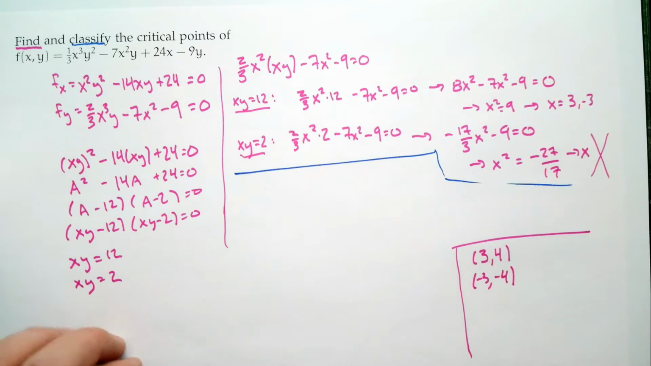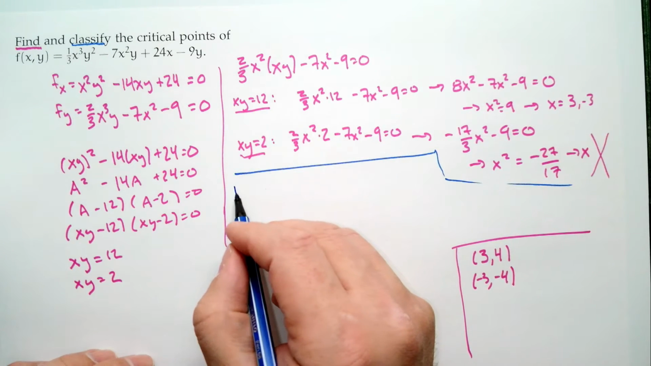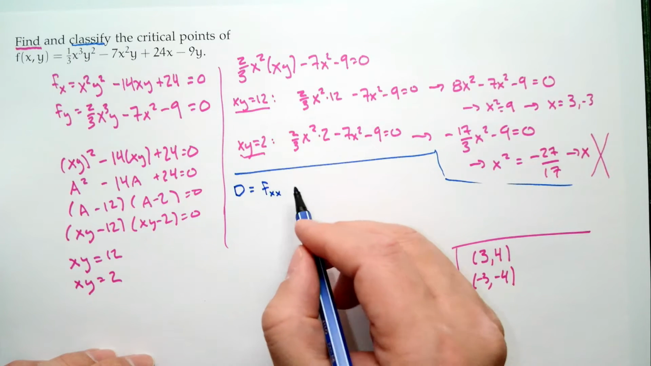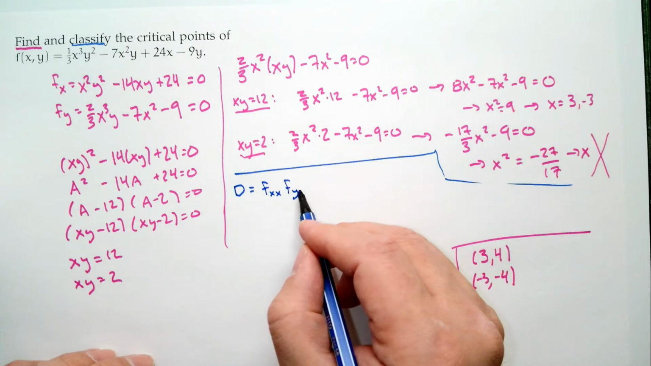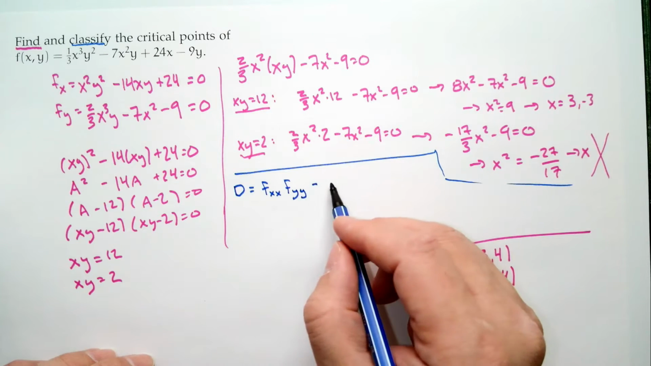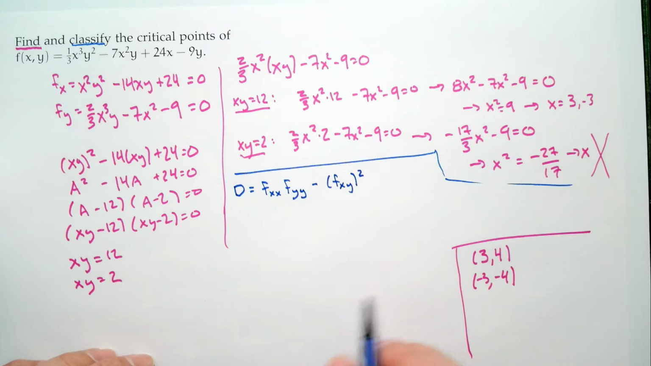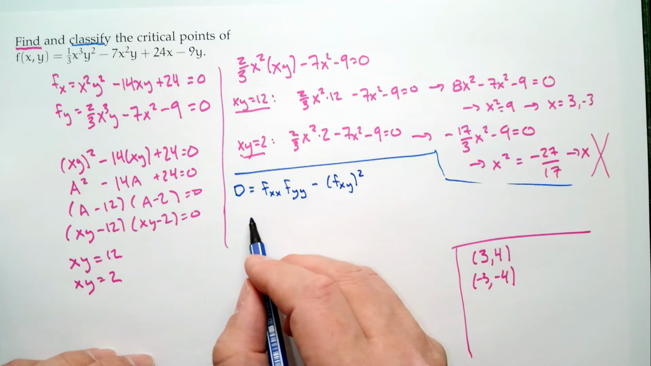You need to find your second order derivatives, because the classification comes from the second partials test. So we're going to look at what we call this D, which is really, I think the reason they call it D is discriminant. It's fxx fyy minus fxy quantity squared. So we have to compute these second order derivatives.